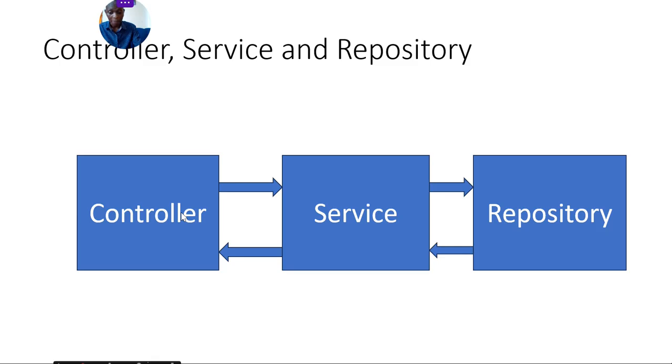So what happens when a client sends an HTTP GET request to retrieve, maybe, user data? It hits a method in the controller. The controller method is mapped to a URL using @GetMapping. So what happens at the controller level? The controller receives the request and passes it to the service layer.